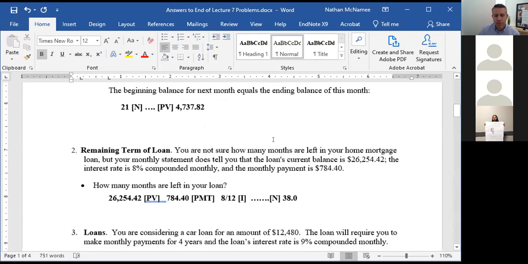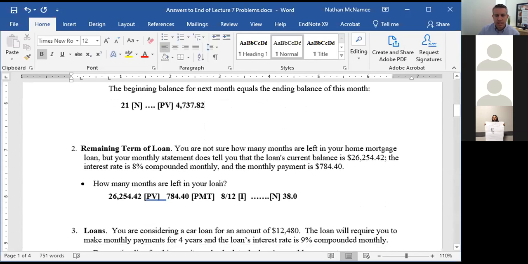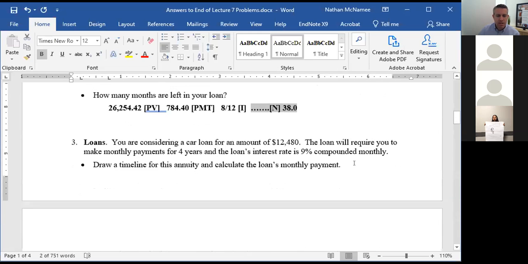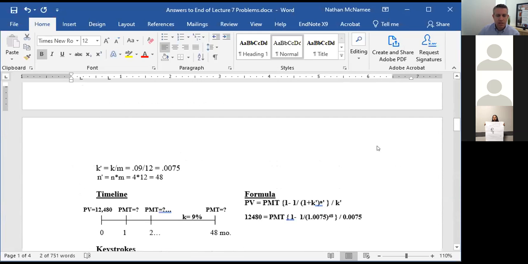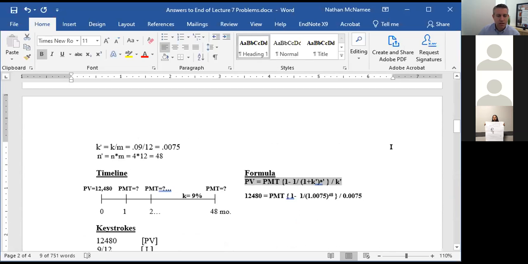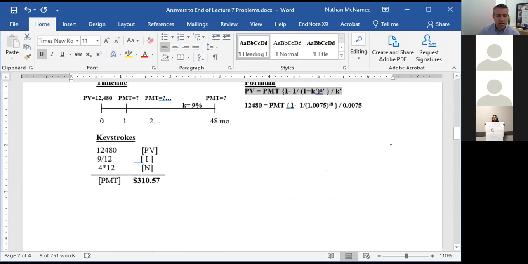Okay, remaining term of the loan. In this case, we've got both a present value and a payment, and we've got an interest rate, and we're trying to calculate n. Oh, here's our annuity formula right here. It was in the same document. I apologize. We could have gone there. Okay.